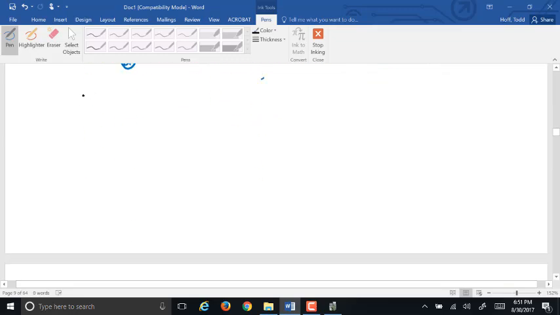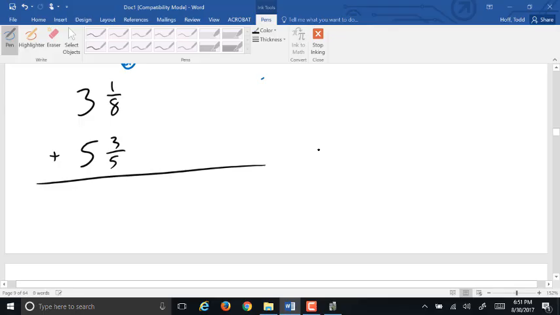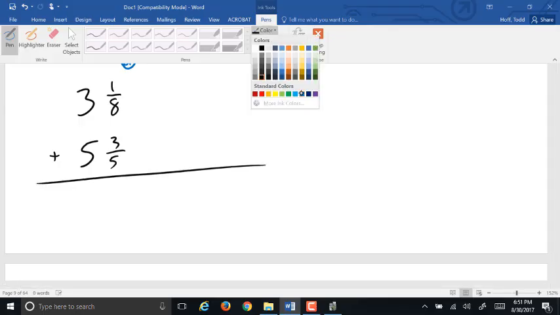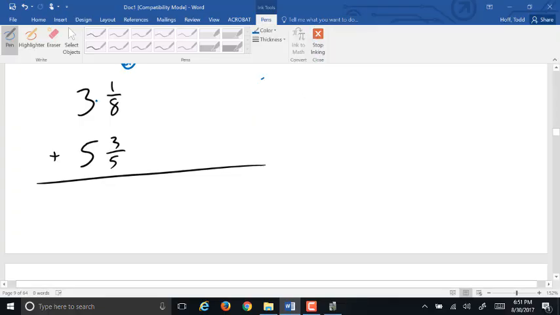So let's say I ask you to add 3 1/8 and 5 3/5. Our first step, now notice the way I wrote those, by the way. I lined up my columns like I would with whole numbers, and I just put my fraction on the end of it. Just like the fraction is the last digit of the number. Because in fact, that's all the fraction really is, the last digit of the number there.